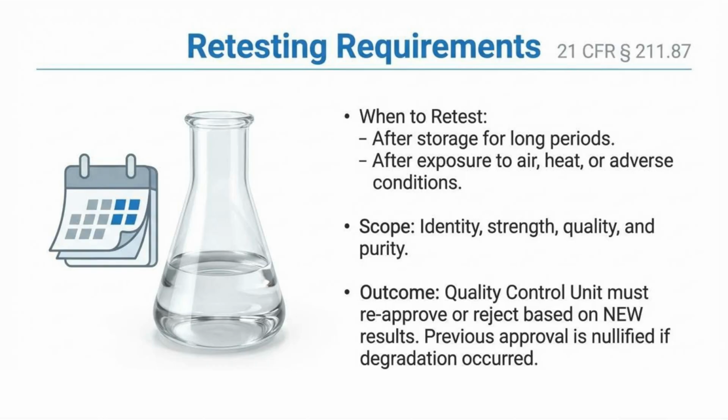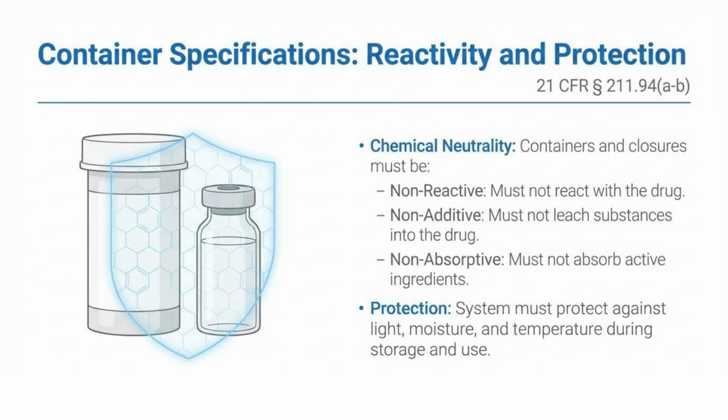Quality isn't static. Materials must be retested if stored for long periods or exposed to adverse conditions like heat or air. If degradation occurs, the Quality Control Unit must nullify the previous approval and reject the lot based on the new results. Containers and closures must be chemically neutral, meaning non-reactive, non-additive, and non-absorptive. The system must also protect the drug from light, moisture, and temperature fluctuations throughout its shelf life.